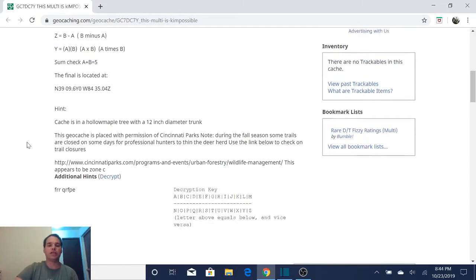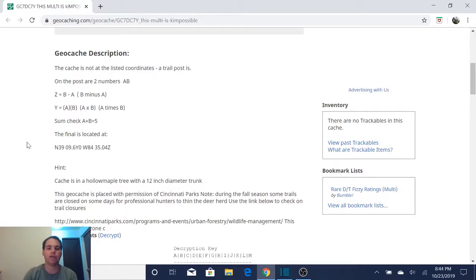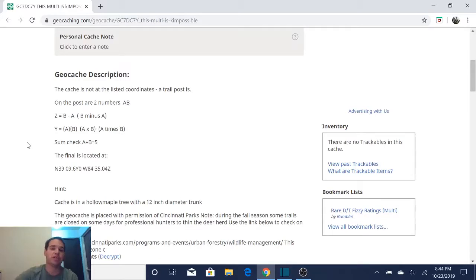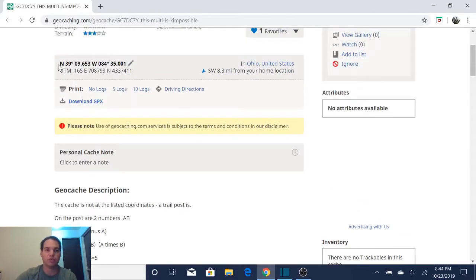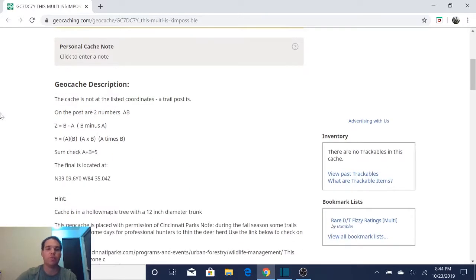Okay guys, let's take a look at the third and final type of multi-cache that you could encounter when you're out geocaching. This is what's known as a field puzzle. And in a field puzzle, you want to pay attention to the cache page. You need to start at stage 1, which is the posted coordinates. But the cache page right here tells you that it is not at the listed coordinates. There's a trail post there.